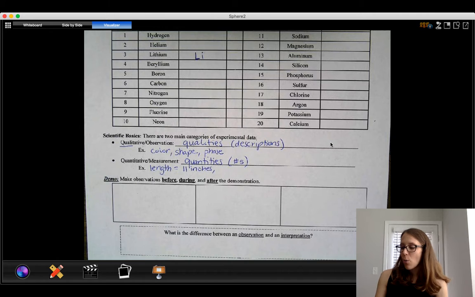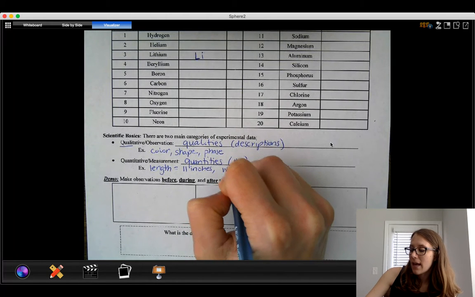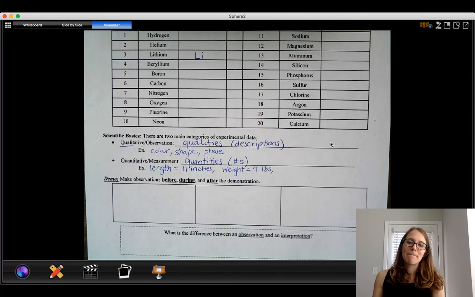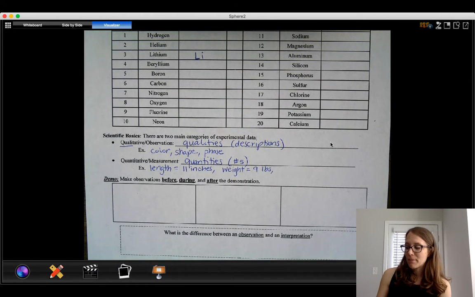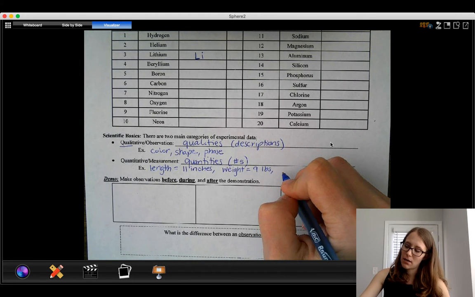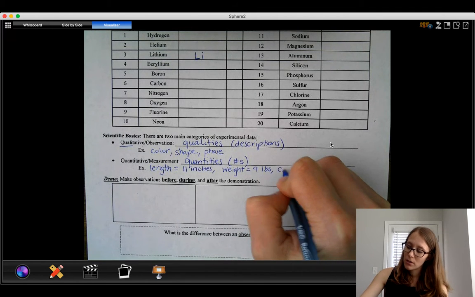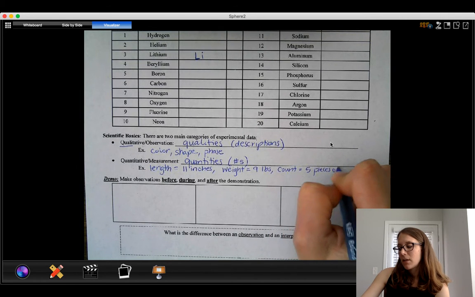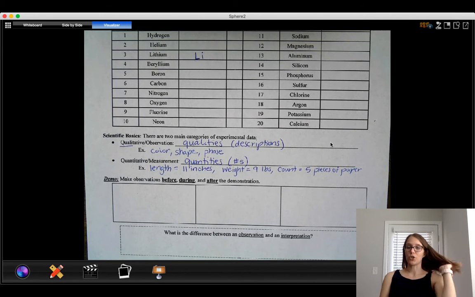You might measure a weight. So maybe a baby is born and it weighs 9 pounds. We can describe something with numbers as being quantitative or a measurement. We could keep going. We use grams a lot to measure things on scales in our class, and we would measure using centimeters. We could count. So you could say 5 pieces of paper. These are just some common examples of quantitative descriptions.